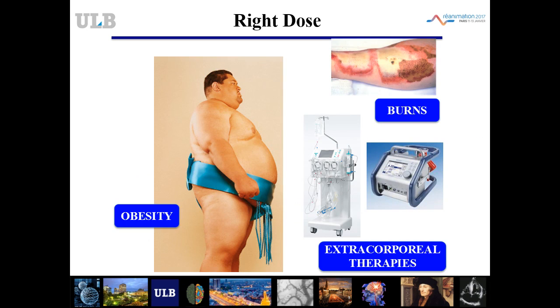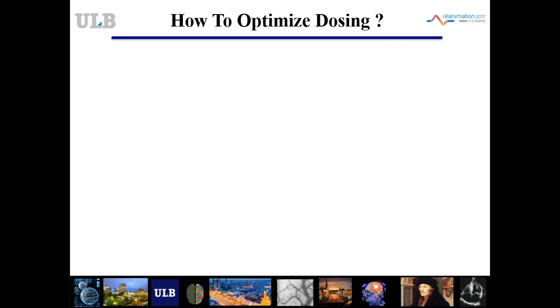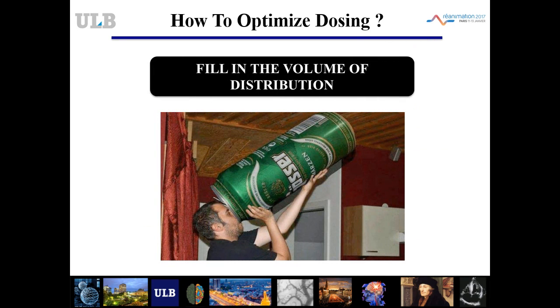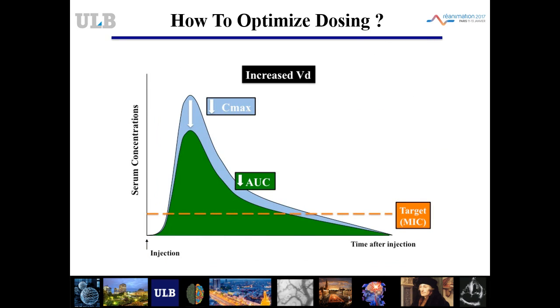And you don't have to forget that in some patients, characteristics like obesity, the use of extracorporeal therapies, and burns can further alter these PK parameters and can increase the percentage of patients with insufficient drug concentration. So how to optimize dosing? You have to fill in the volume of distribution. You have to give a higher than standard regimen. So this is the concept.